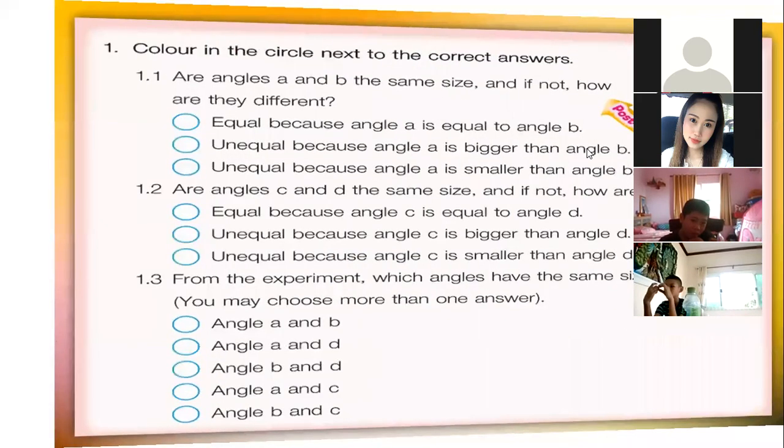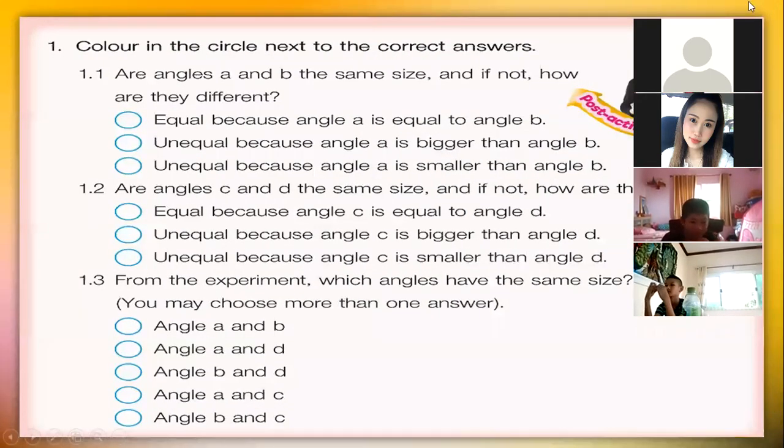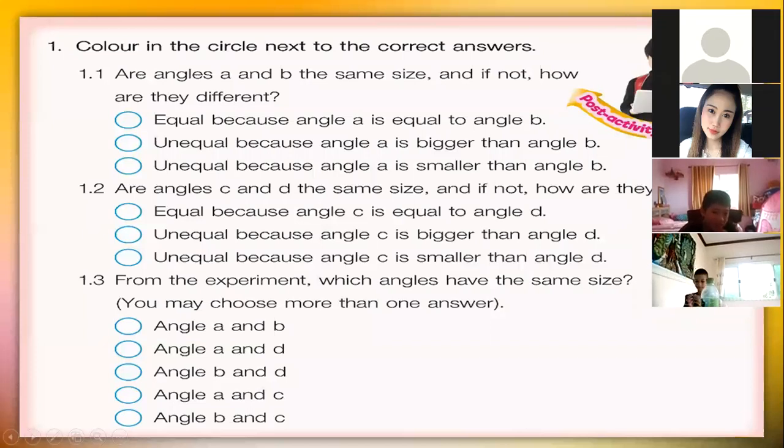So after this, now we are going to move to the questions. We have here 3 different questions, and we have 3 different options given to us. So question number one: are angle A and B the same size? And if not, how are they different? We already know at angle A, the size was 30 degrees, right? At angle B, the size was 20 degrees. Angle C, the size was also 20 degrees. And angle D, the size was 30 degrees.